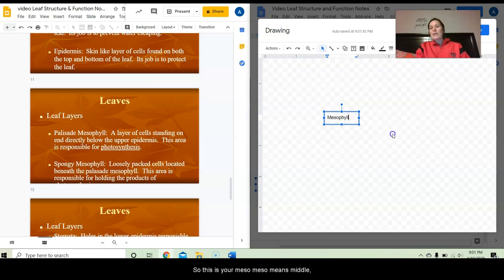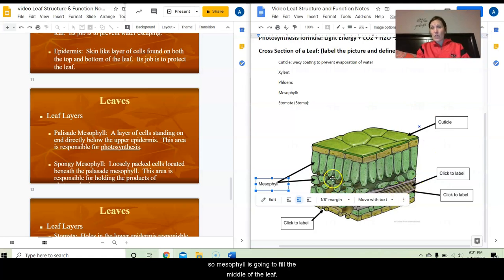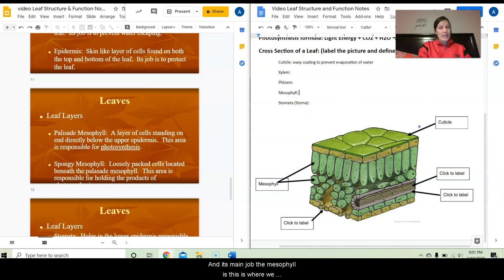So this is your meso. Meso means middle. So mesophyll is going to fill the middle of the leaf. So meso, middle. So this is all your mesophyll here. And its main job, the mesophyll, is this is where we do all of our photosynthesis. So photosynthesis is going to happen here in the mesophyll. So that's going to be your mesophyll.